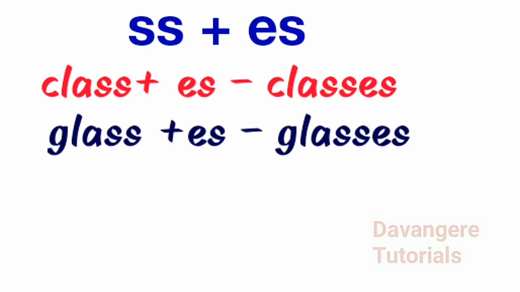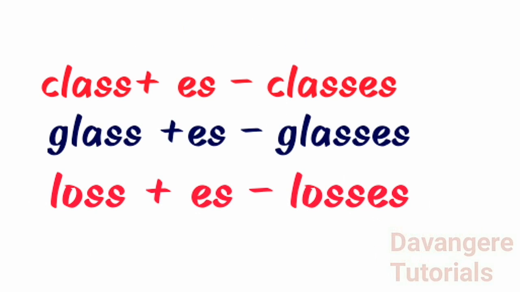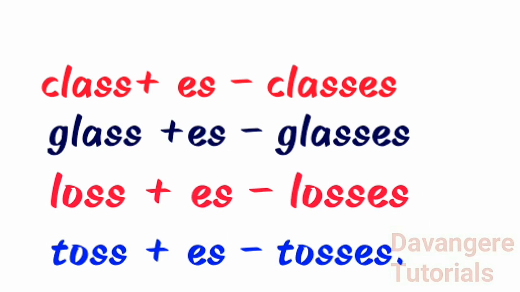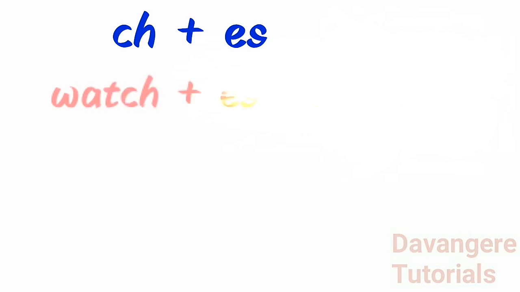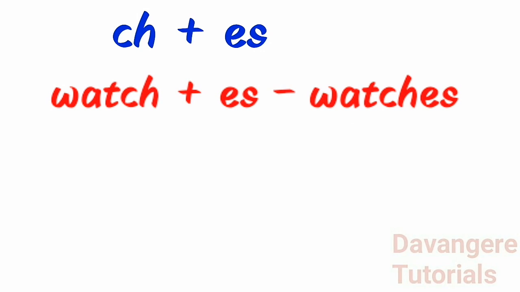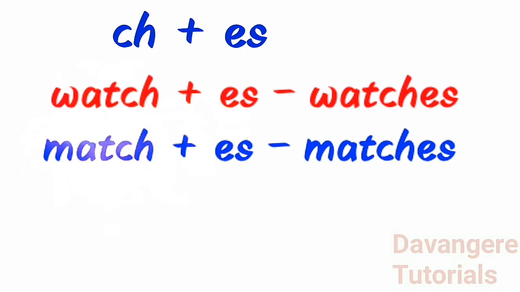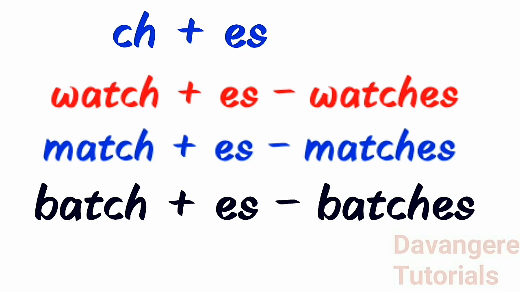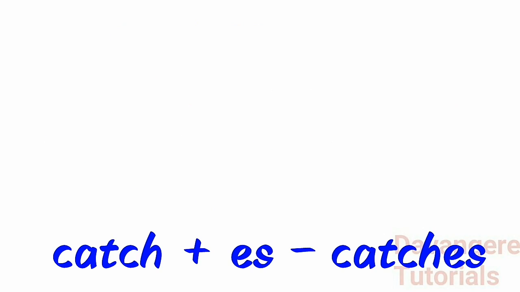Class becomes classes. Glass becomes glasses. Loss becomes losses. In a similar way, toss becomes tosses. You can pause anytime. If the word ends with CH, just like watch, watches. Match, matches. Batch becomes batches. Catch becomes catches. These words are ending with CH.